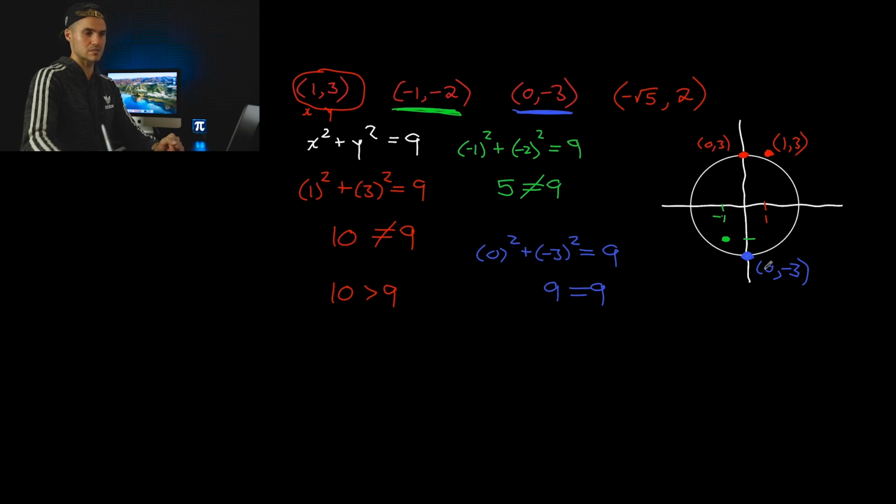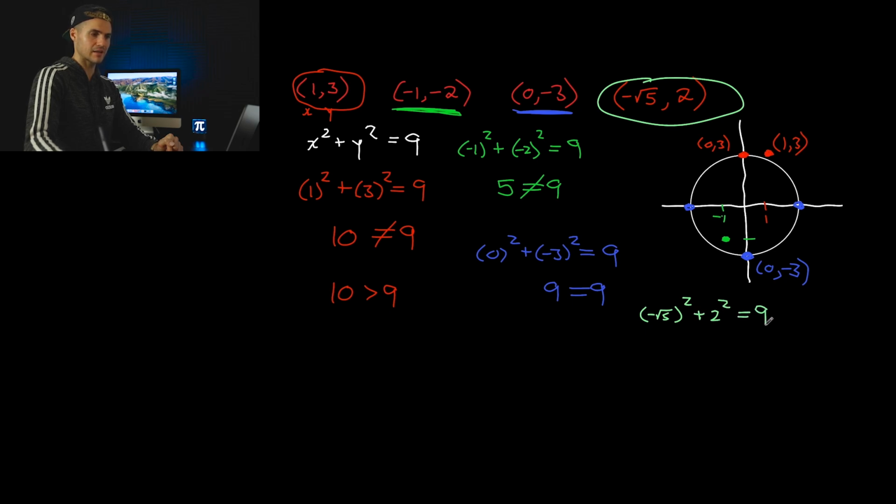This is 0 and 3, this is 0, -3, this is going to be -3 and 0, this is going to be +3 and 0. So 0, -3 is definitely on the circle. And then what about this one here, this -√5? Let's actually do it in green as well. So this one, well, if we do it down here, we got -√5 squared plus 2 squared. Is that going to equal 9?